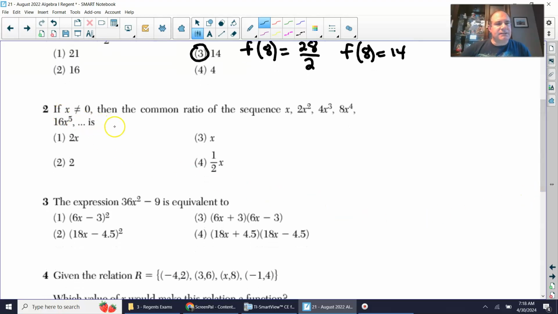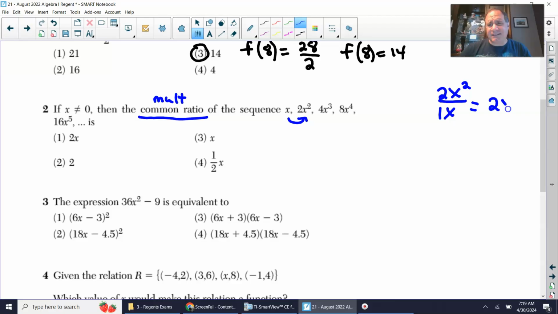If f of x does not equal 0, the common ratio of the sequence, they're asking for the common ratio. So the common ratio is what's being multiplied to get to the next term. So what times x will equal 2x squared? Well, you can actually just go ahead and figure out what that multiplier is by dividing the second and the first term. So you have 2 divided by 1, so this is 2. And x squared divided by x is x.